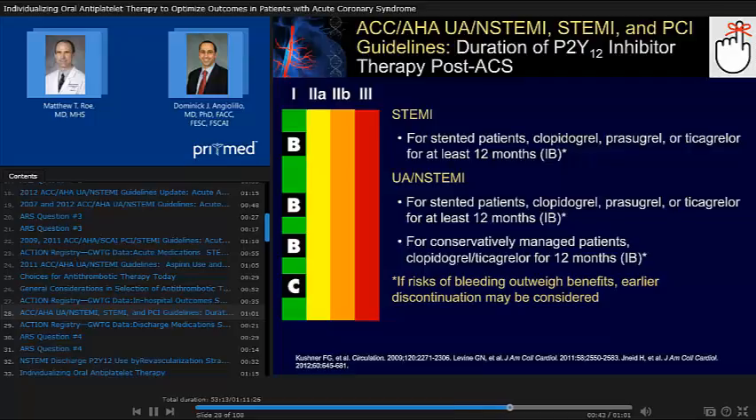And there are differences in the use of the agents, as I mentioned earlier. But the guidelines do specify that if the risk of bleeding with sustained therapy outweigh the benefits, earlier discontinuation may be considered, and there are studies comparing these different durations right now.